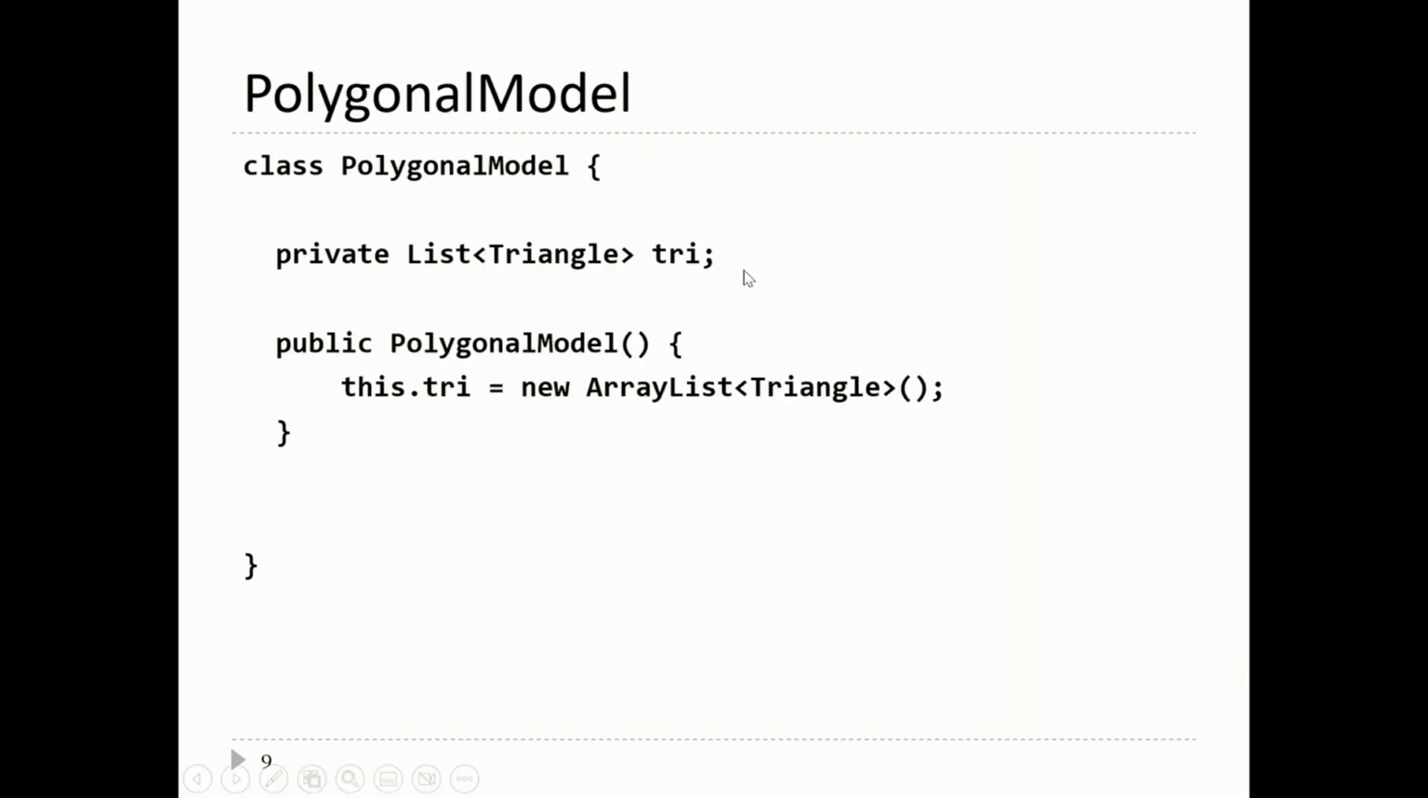Okay, so what does our polygonal model class look like? So we're going to start by implementing an aggregation of triangles. To hold the triangles, I'm going to use a list. You could use something else, right? You could use an array. Here I'm going to use a list.